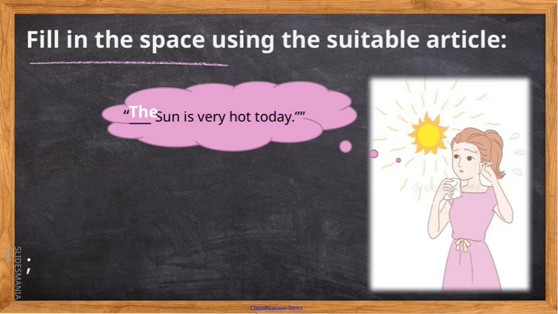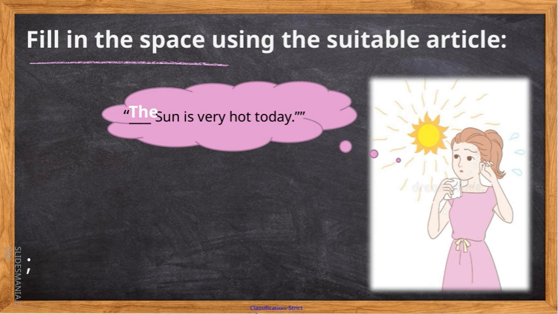Today, we're going to focus on something very simple but essential, using the correct article in a sentence. On this slide, we see the sentence, sun is very hot today. The key point here is understanding which article fits best before the word sun. Now, in English, when we talk about the sun, we usually use the definite article, the, because the sun is a unique object in our sky. So the correct sentence would be, the sun is very hot today.